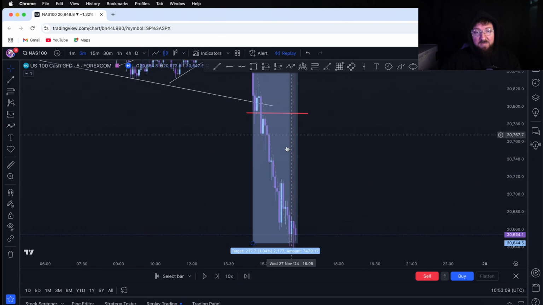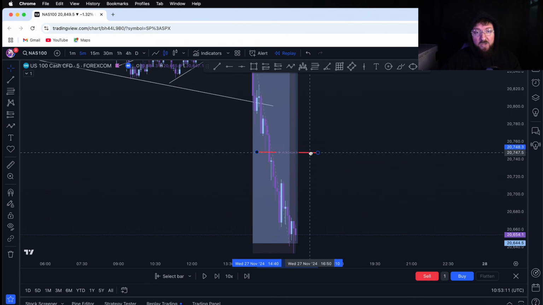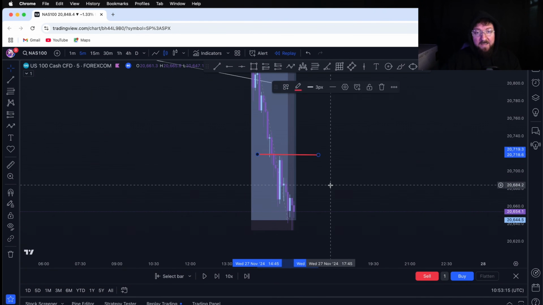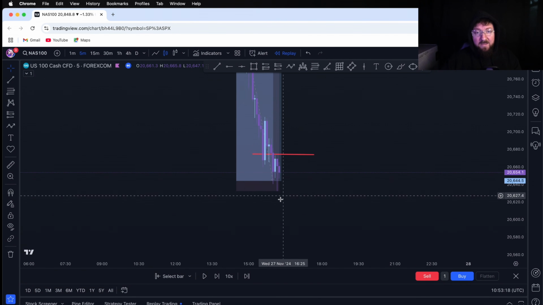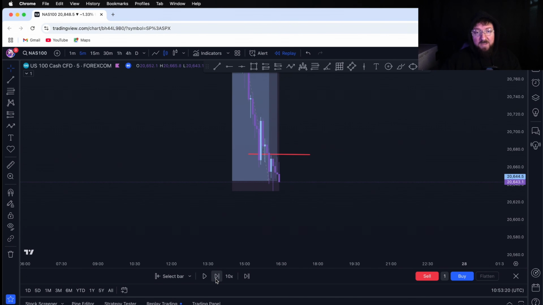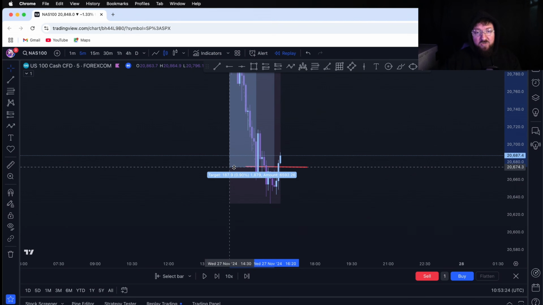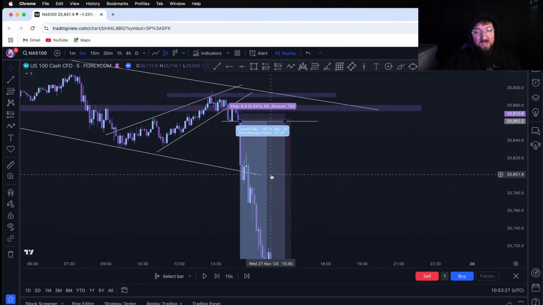Every single time there's a pullback and a little bit of structure, you'd move your stop loss there. I'll keep playing and see where we get stopped out. There, we get stopped out there. So this trade would have ended at 22.